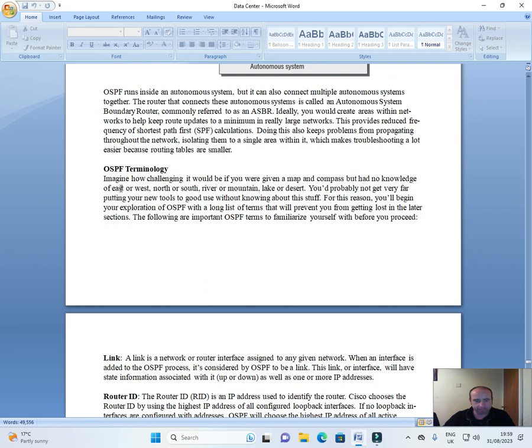OSPF terminology. Imagine how challenging it would be if you were given a map and compass but had no knowledge of east or west, north or south, river or mountain, lake or desert. You'd probably not get very far putting your new tools to good use without knowing about this stuff. For this reason, you will begin your exploration of OSPF with a long list of terms that will prevent you from getting lost in the later sections. The following are important OSPF terms to familiarize yourself with before you proceed.